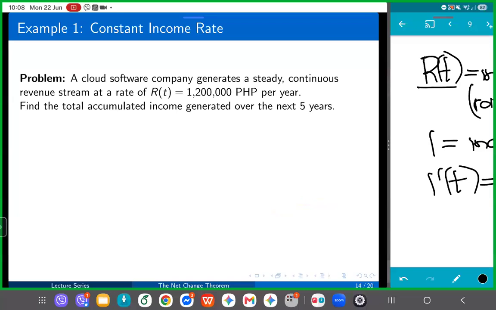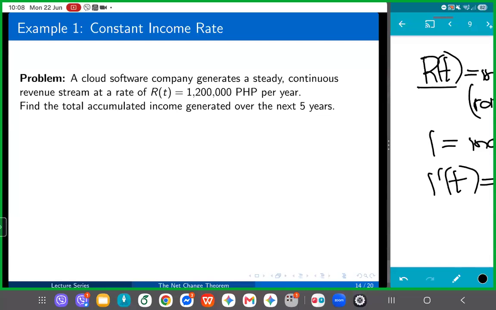So let's just have the example. A cloud software company generates a steady, continuous revenue stream. That's the keyword there, stream or rate. Those are the keywords. So here's the rate. This is not the income. This is the rate of income, or the income flow. It's 1,200,000 fixed per year. Find the total accumulated income generated over the next 5 years.